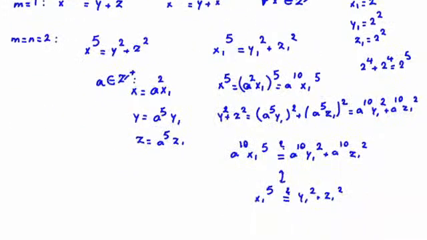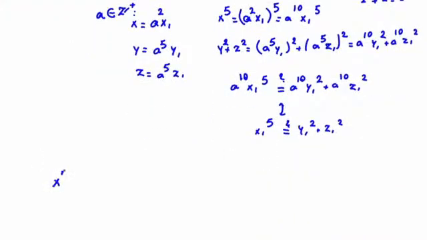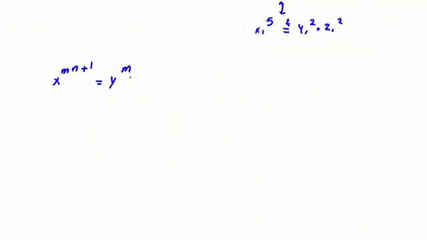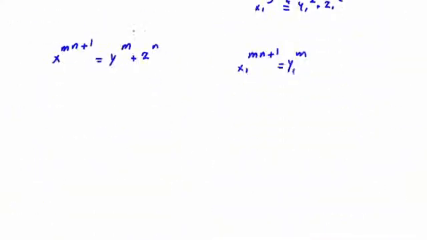Now let's generalize this for general m and n: x to the mn plus 1 equals y to the m plus z to the n. At first, let's prove that if we find one answer, then we can find infinitely many answers. Suppose x1 to the mn plus 1 equals y1 to the m plus z1 to the n. You don't need to write these things about m equals 2, n equals 2. You can start from this part on your answer sheets, okay? Small examples are only for ourselves, not for writing in answer sheets.